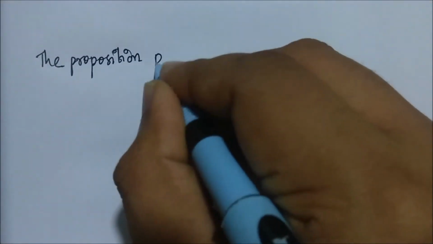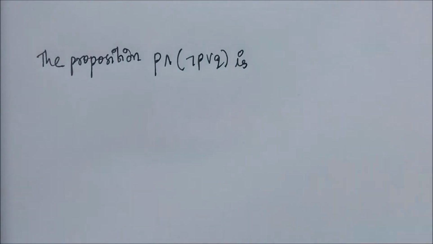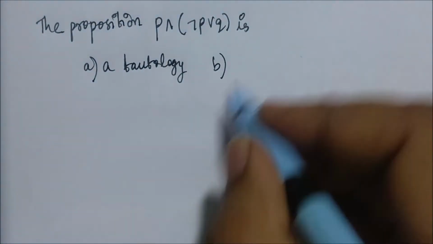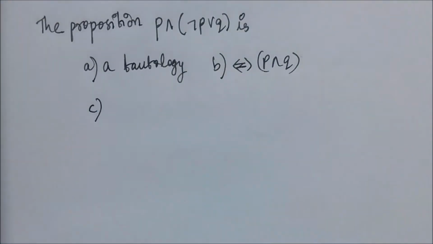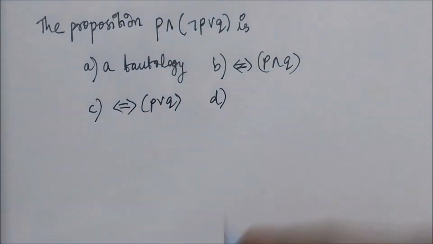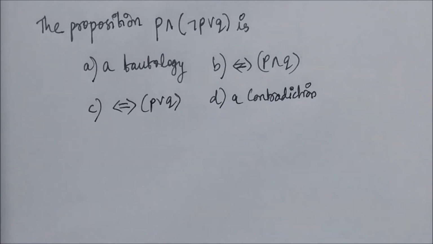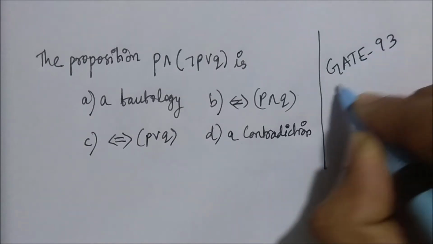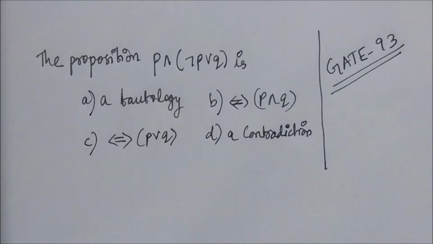The proposition P and (not P or Q) is a tautology if and only if P and Q, if and only if P or Q, a contradiction. So these are the four options. This question came in GATE 1993. It asks whether the proposition P and (not P or Q) is a tautology, or whether it is equal to the proposition P and Q, or the same as the proposition P or Q, or whether it is a contradiction. Which option is correct?